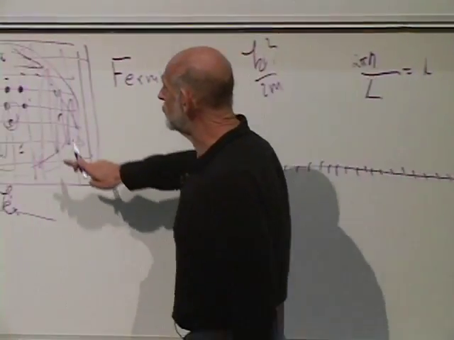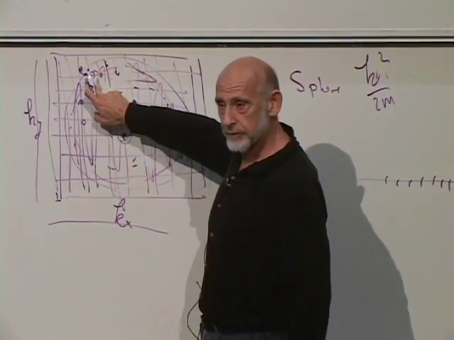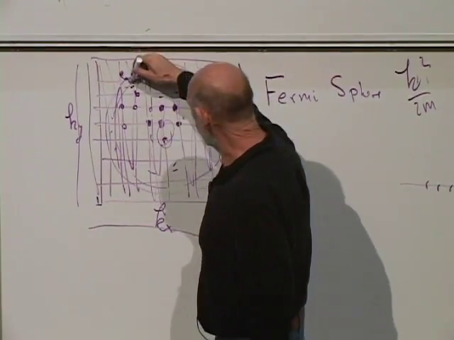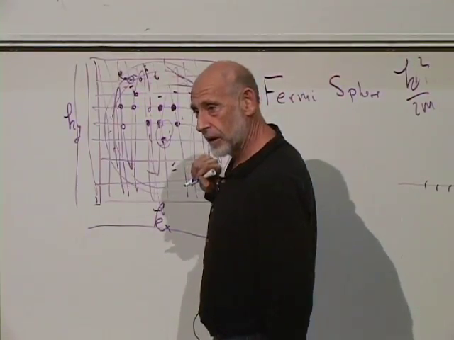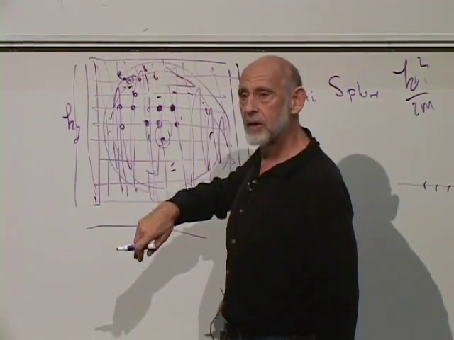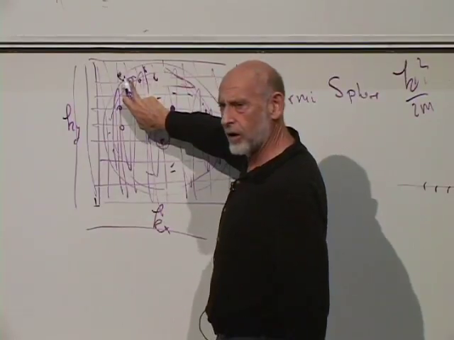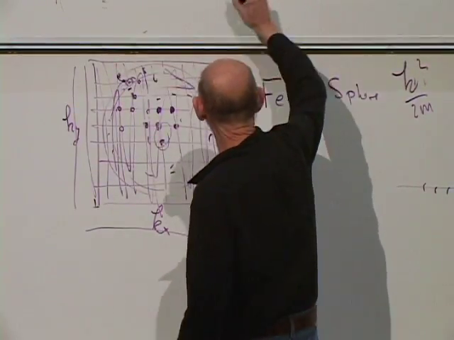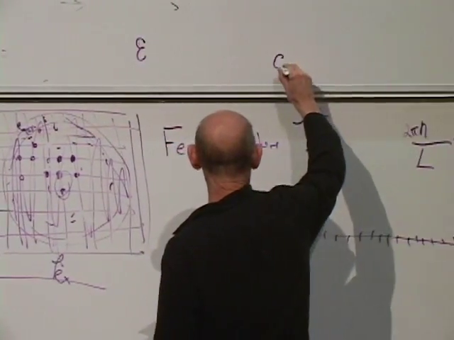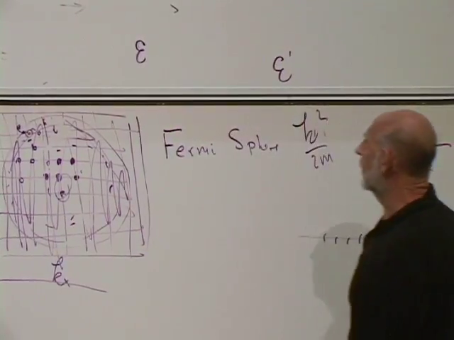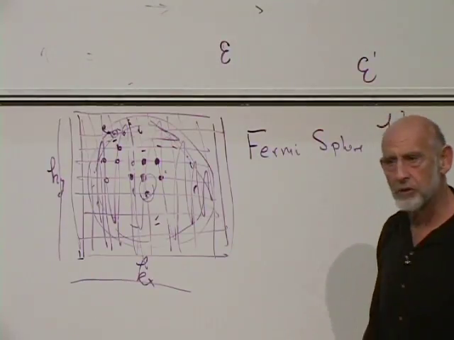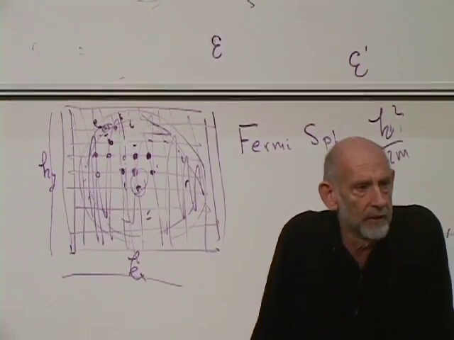Is it a particle with negative energy because it's below the Fermi sphere? No, let's see how much energy it takes. How much energy does it take to move a particle from here to here? Energy has a square in it. Let's just say we took out a particle of energy epsilon, and we put in another particle of energy epsilon prime. How much energy does that cost? The difference.